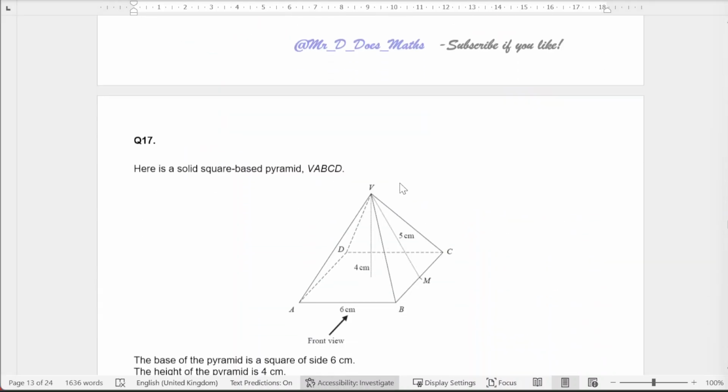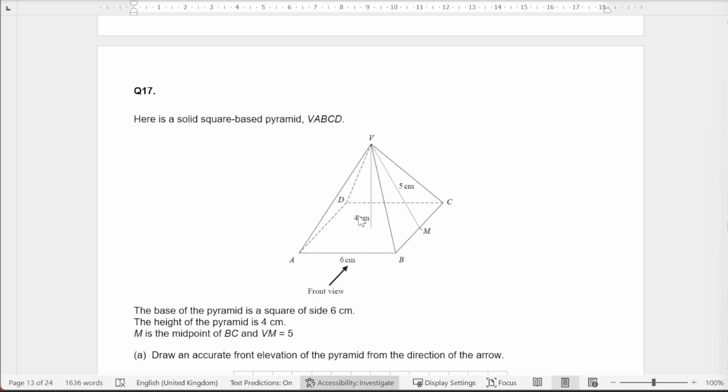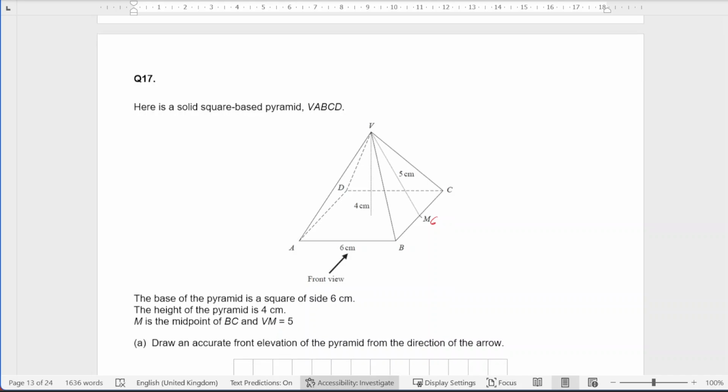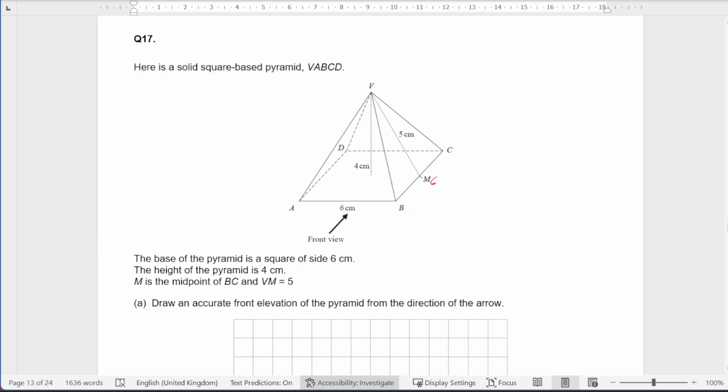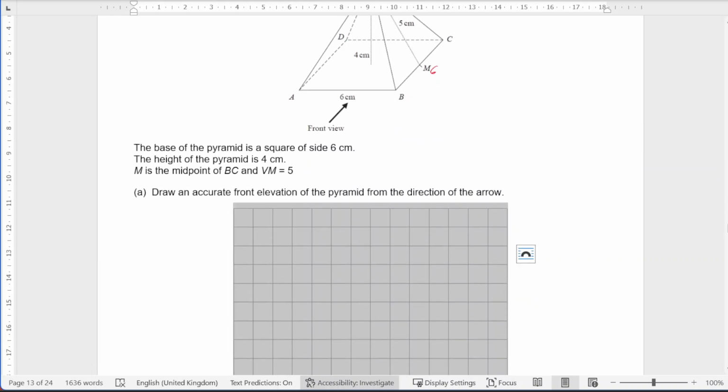Okay, and then question 17. Here is a solid square-based pyramid, VABCD. Base of the pyramid is a square of size 6 by 6. That's not technically shown, so I'm going to put 6 there, just to help me out a little bit. The height of the pyramid is 4 centimeters. We have got that shown. M is the midpoint of BC, and VM is equal to 5, so that's the slant height. Draw an accurate front elevation of the pyramid from the direction of the arrow.